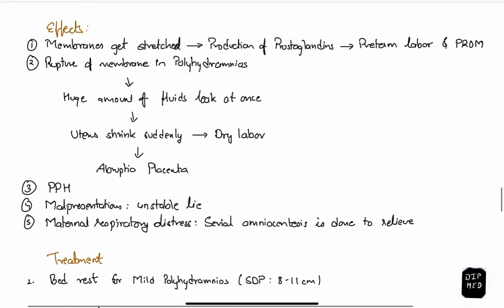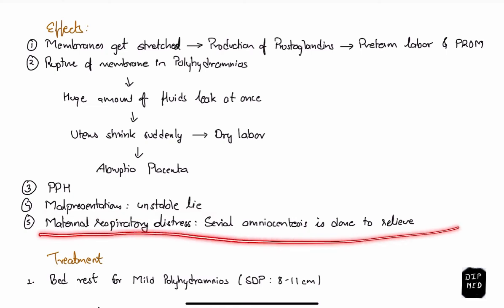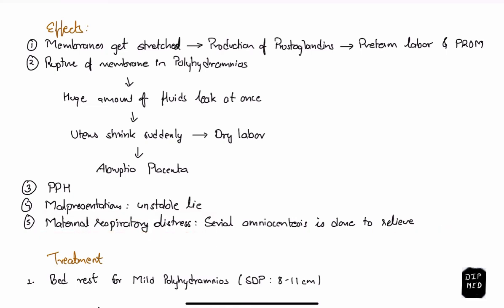What are the effects of polyhydramnios? First is, due to distension of amniotic sac, the membranes get stretched. This causes production of prostaglandins leading to preterm labor or premature rupture of membrane. Over-distension of membranes leads to its rupture, causing a huge amount of fluid to leak at once. So the uterus shrinks suddenly, leading to abruptio placenta and also dry labor. There are also chances of postpartum hemorrhage, malpresentation, and maternal distress for which serial amniocentesis is done.